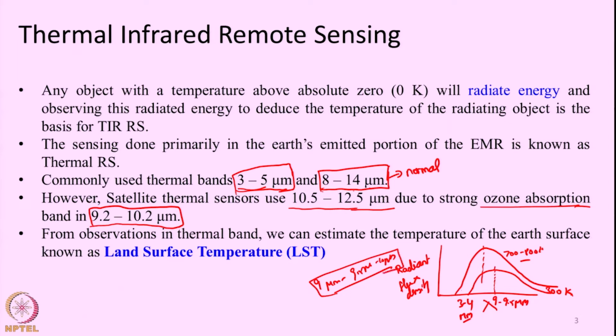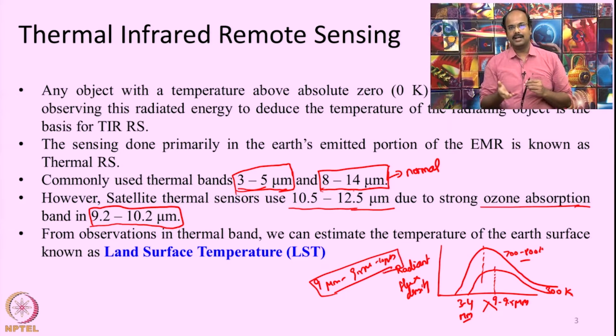So, basically even though the earth's peak emission occurs in this range 9 to 10 micrometers, we will not be able to measure that because of ozone absorption band in the atmosphere, and hence most of the satellites will move towards the longer portion, 10 to 11 micrometer range, in order to observe various features on the earth surface. And using this measured radiance, we will be able to calculate the temperature of earth surface objects, and the temperature we calculate is commonly known as land surface temperature.